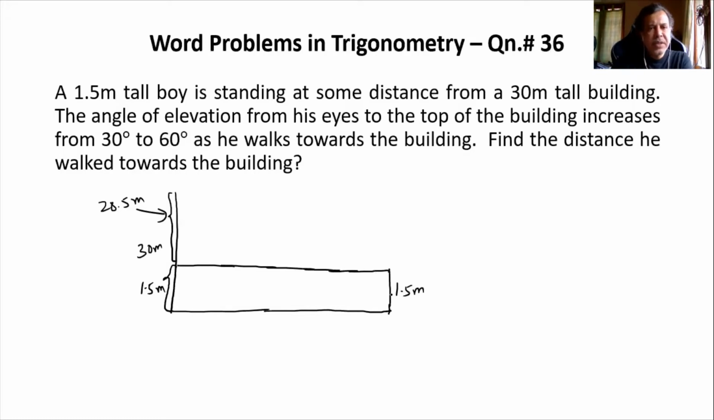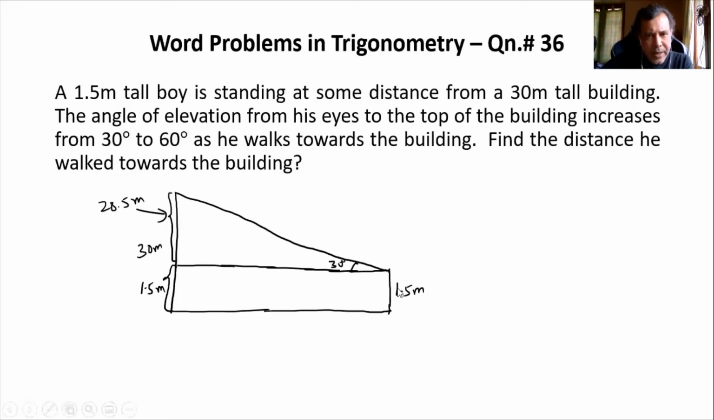Now this fellow is walking towards the building, right? So initially, before he started walking, the angle of elevation from his eyes to the top of the building, eyes will be somewhere on the top of the body. So from here to here, this is 30 degrees.